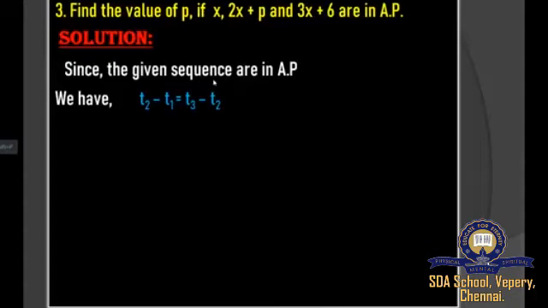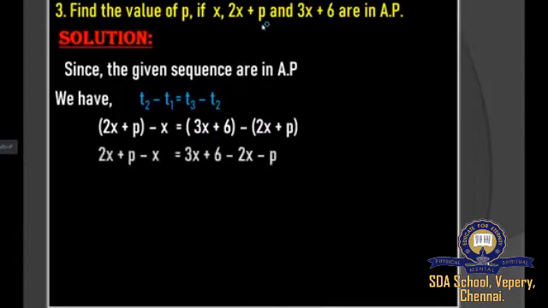Here I am going to just replace the values. In place of T2, I'm going to substitute the second term, that is 2x plus p, and then in place of T1, the first term x. And then in place of T3, I'm going to substitute 3x plus 6, and in place of T2, 2x plus p. Here I'm going to simplify. Removing all the brackets, the left hand side will be left as such, and then 3x plus 6 minus of 2x plus p. If you remove the brackets, each and every term will be multiplied with minus. All the signs will get changed, so 2x will become minus 2x and p will become minus p.